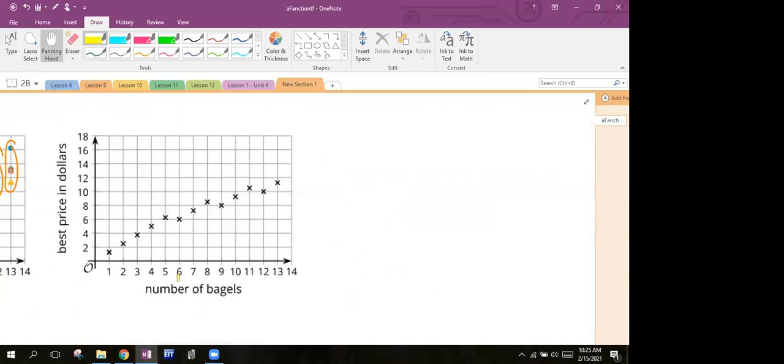Okay, so now we're looking at the one for the number of bagels and the best price, which we have already determined is a function, but let's see it pass our vertical line test. Oh, okay, that works.